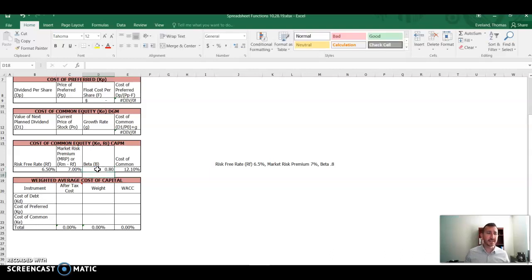So if we use this, we can see that the risk-free rate is 6.5%. That's given. The market risk premium is 7%. That's also given. Those together show us that the market risk, or the overall required return of the market, is 13.5%. Now the beta is a multiple in determining the risk, so that it's the beta times the market risk premium to show the risk of the investment, which in this case gives us a total required rate of return of 12.1%.